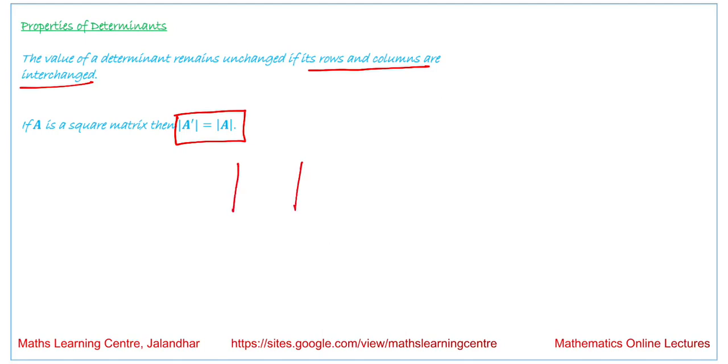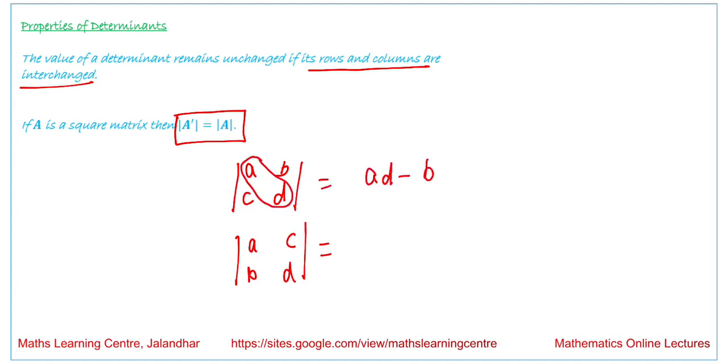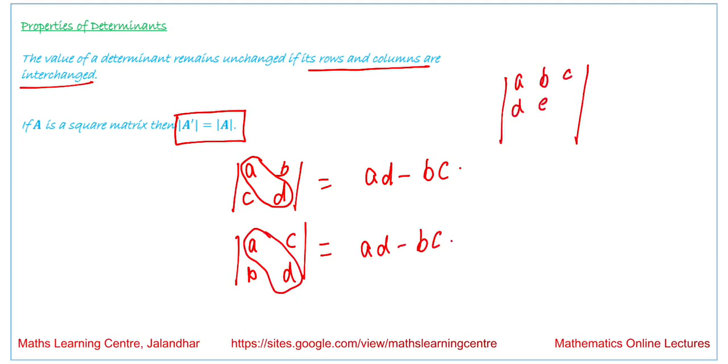So we are talking about the determinant A, B, C, D, and the determinant A, C, B, D. In this case, the answer we have is AD minus BC. Similarly, if we are talking about a 3 cross 3 matrix, say A, B, C, D, E, F, G, H, and if we take the transpose of this matrix, then the determinant will be equal to the determinant of the transpose of this matrix. So this is our first property.